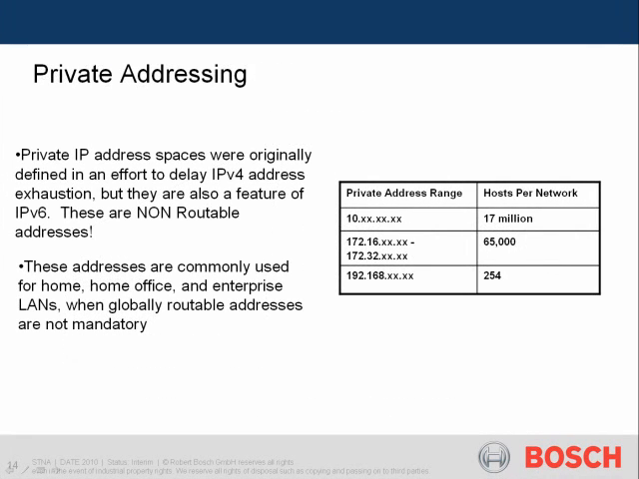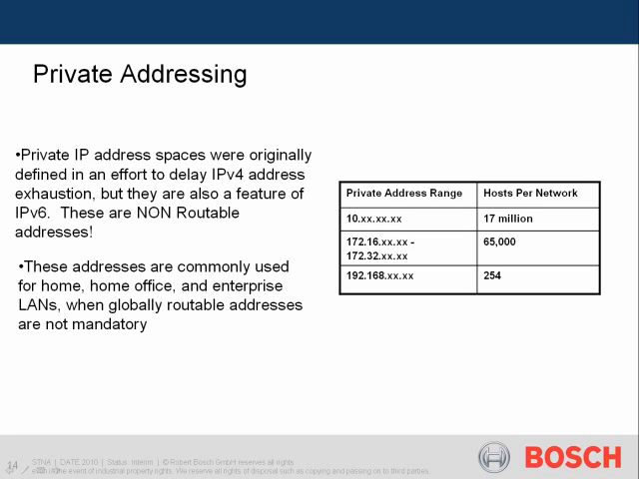Private addressing. Private IP addressing was originally defined in an effort to delay the exhaustion of IP version 4 addresses. This is also a standard in IP version 6. These are non-routable addresses. These address ranges are commonly used for home, home office, and enterprise LANs, where global routing is not mandatory. Private addresses can also be identified by the first octet.